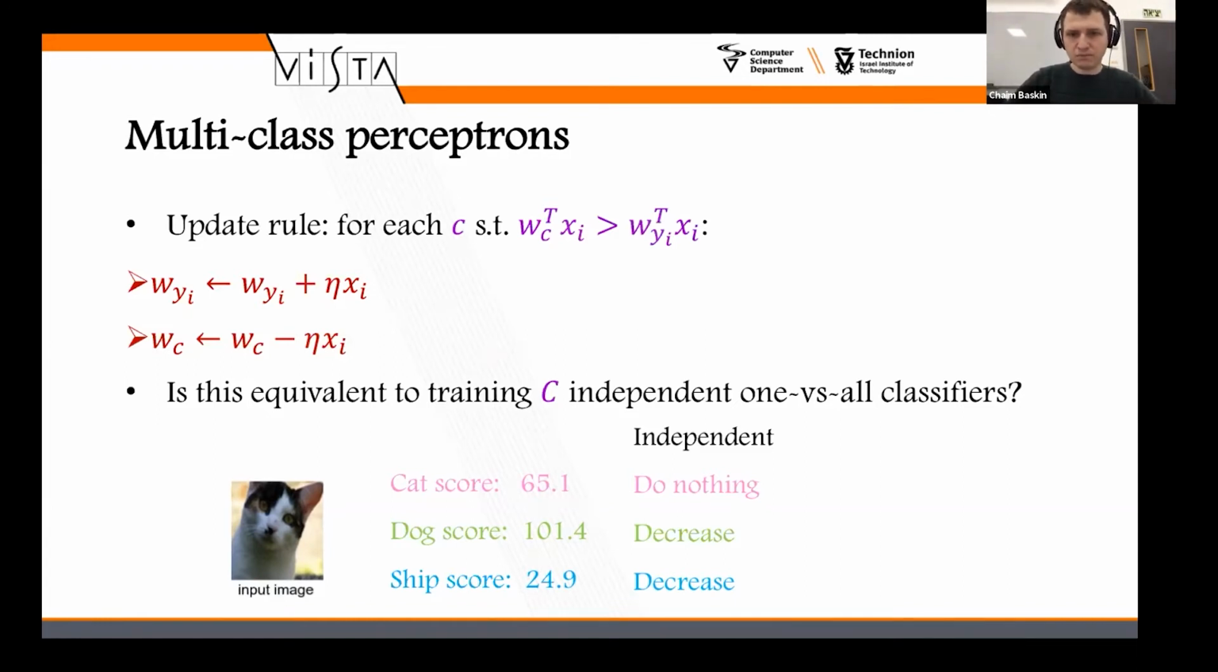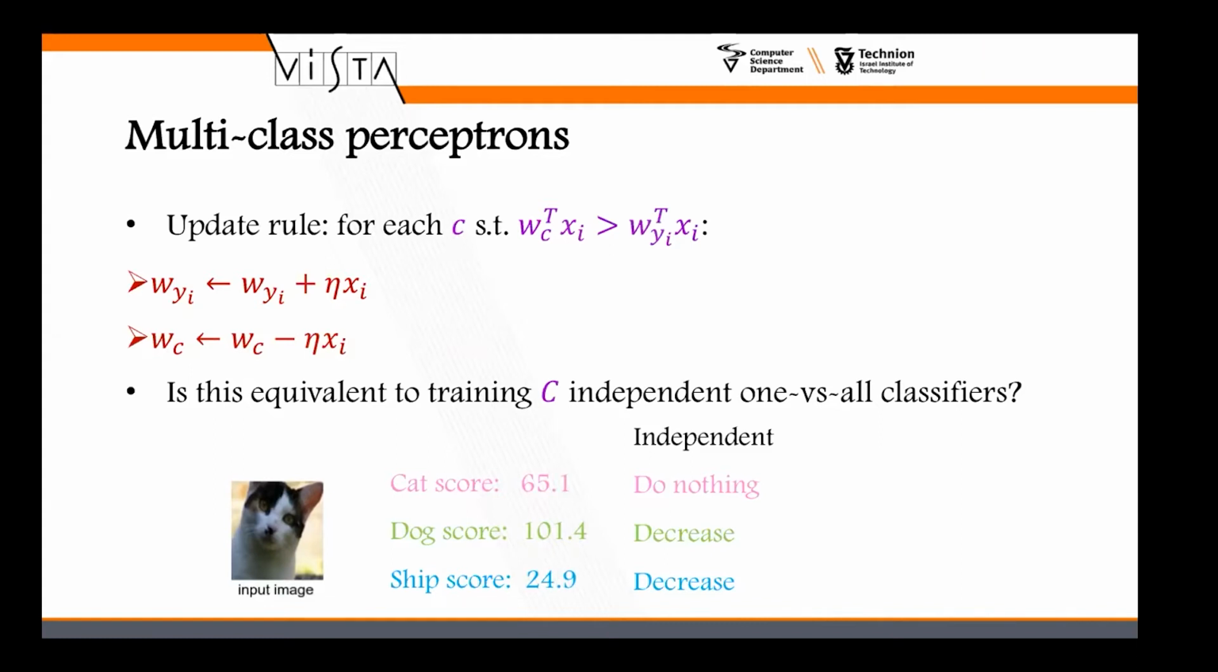Can you explain again why the cat won't go up? I thought we're training it. Because you have a prediction, and this prediction is that you predicted cat. It's right, it is a cat. So the classifier that predicts cat did the right prediction. His loss is zero. Why should he update it?